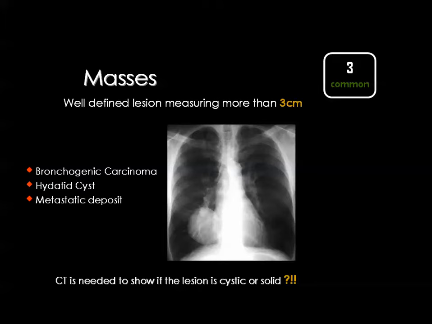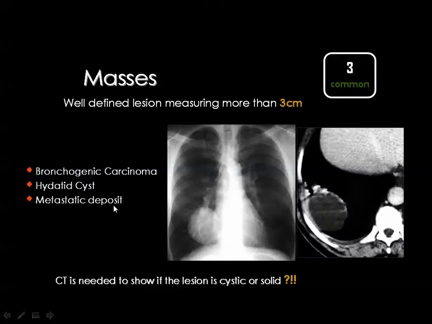six pathologies. Then we came to the masses, and the masses are well-defined lesions that are more than 3 centimeters in diameter. Actually, the masses in the lung are only 3, and these are the bronchogenic carcinoma of large size, the hydatid cyst of large size, and the metastatic deposit, which is of large size. Then if you see a mass like this in the lung and you want to know one of these possibilities, then you should have a CT scan.